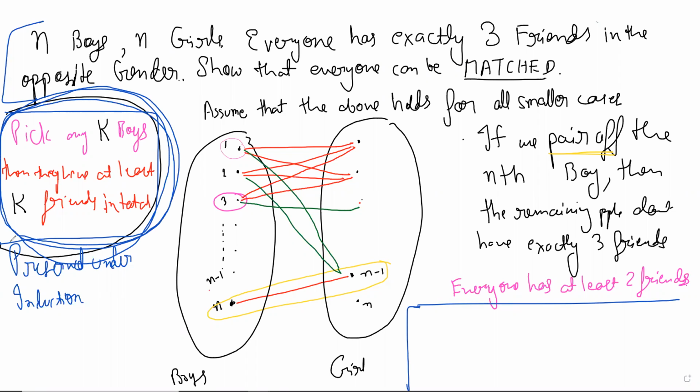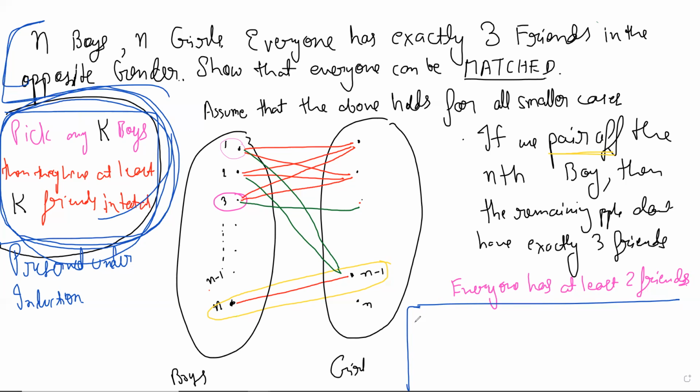You see, right? This is the condition that is preserved. So you will say that this is the condition that will imply that a perfect matching exists. That is, everybody can be matched. Now you see, this condition is more general, right? It's a harder condition. It subsumes the condition about n boys and girls where everyone has exactly three friends. This is a stronger claim, but in induction, proving a stronger claim is sometimes easier because it is also preserved when you go down.